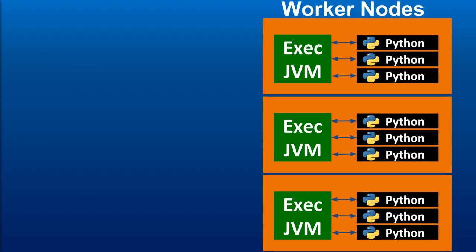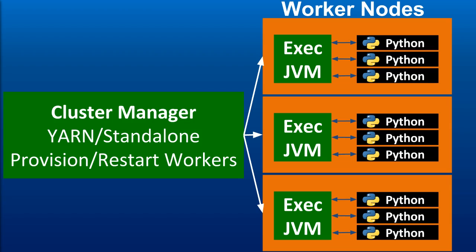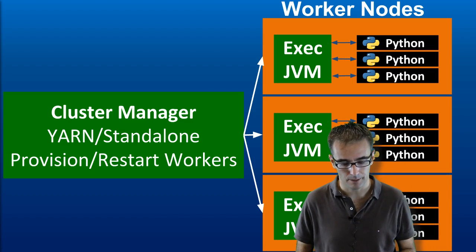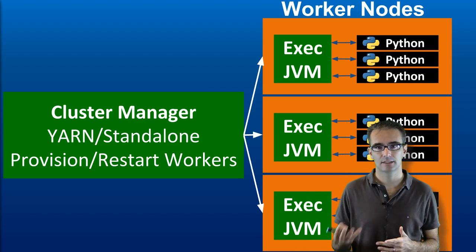Then, of course, we will have many of these nodes. We can have hundreds or thousands of those, and it's important to have a system that can automatically manage provisioning and restarting of these nodes. This system is called the cluster manager. Spark supports mainly two interfaces for cluster management. One is Yarn, which is the Hadoop cluster manager, and the other is a standalone mode.